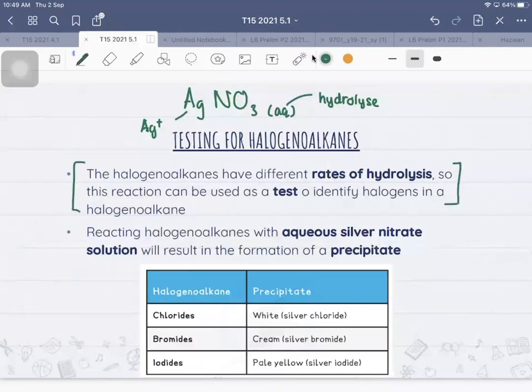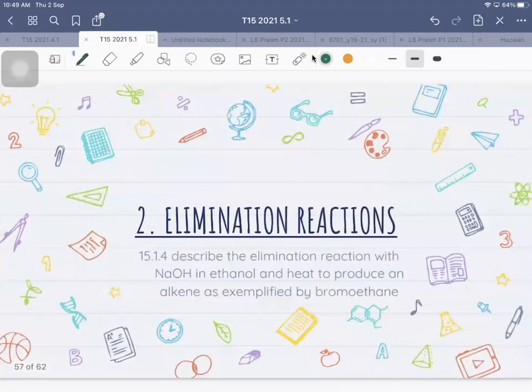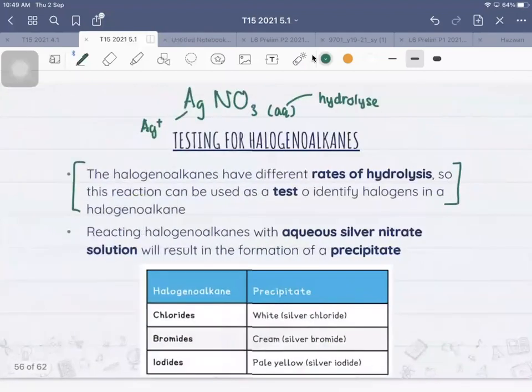Reacting halogenoalkanes with aqueous silver nitrate solution will result in the formation of a precipitate. Okay, so that second point is in your notes, but the first one is not. So please copy down the first one. Please let me know when you're done.